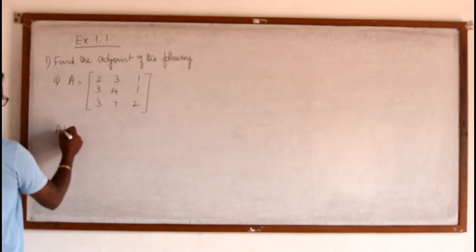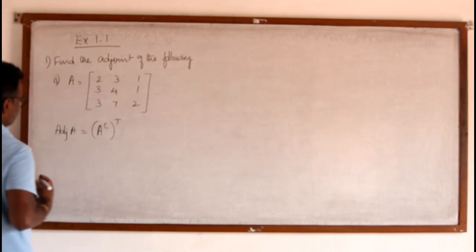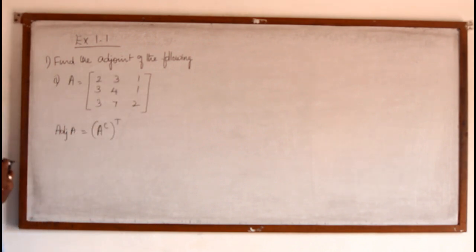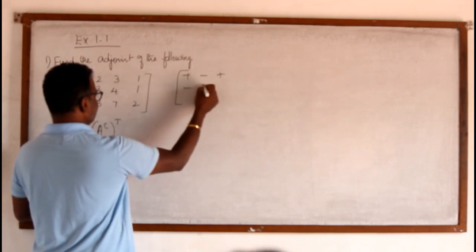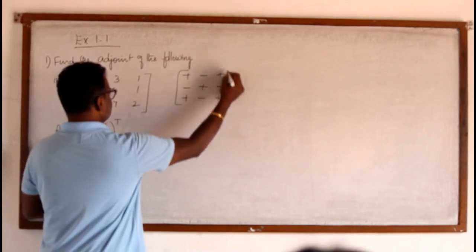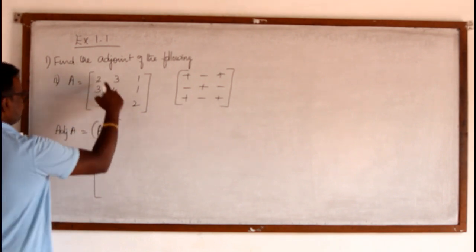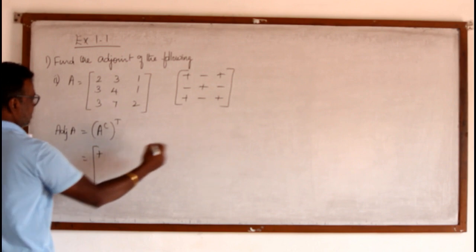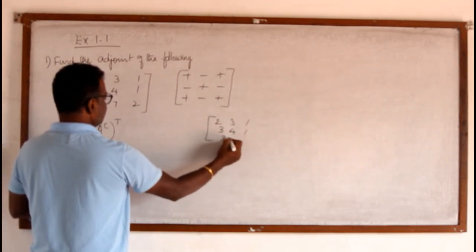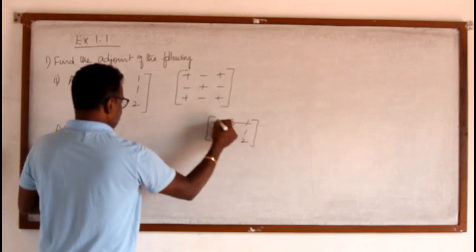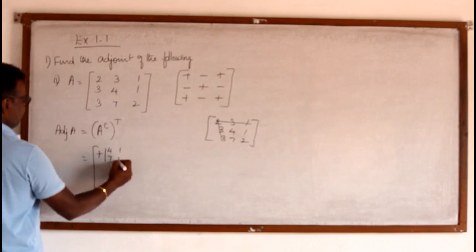So, remember, adjoint of A, formula is the transpose of the cofactor matrix. So, I have to find out the cofactor for each element. Before that, I have to follow this sign: plus minus plus, minus plus minus, plus minus plus. If I take the first element, its sign is plus, then the matrix is 2, 3, 1, 3, 4, 1, 3, 7, 2. Omit the row and column of the first element. So, what is remaining? 4, 1, 7, 2.